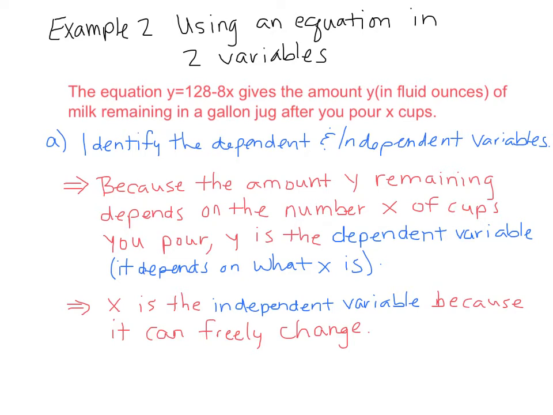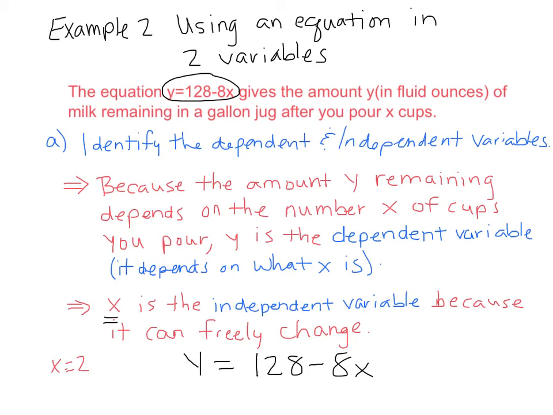So identifying the dependent and independent variables. Because the amount y remaining depends on the number x of cups you pour, y ends up being the dependent variable. It depends on what x is. So again, we are looking right up here. This is our equation, 128 minus 8x. x is the independent variable because it can freely change. So in other words, I could say, well, let's pretend x equals 2.